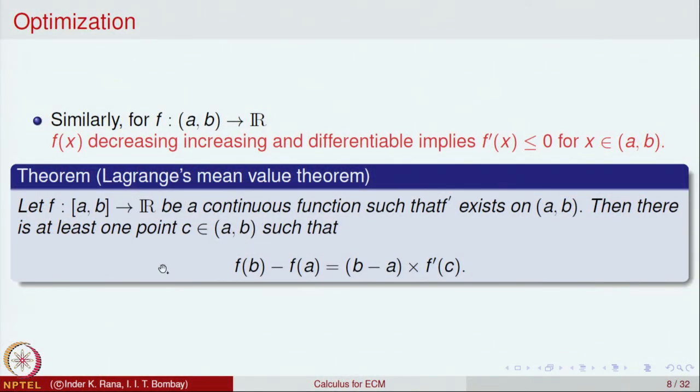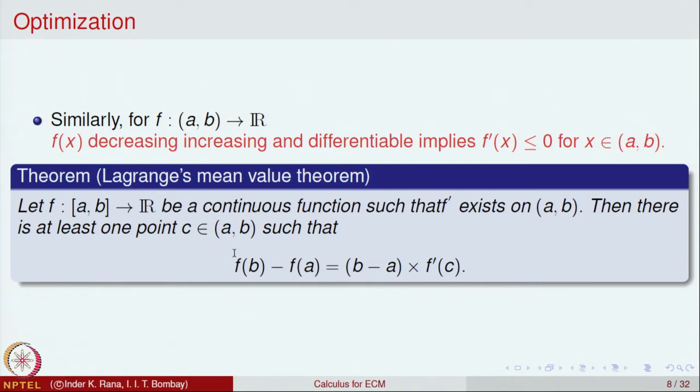So, let us state that theorem, what is called Lagrange's mean value theorem. It says that let f from a closed bounded interval [a, b] to R be a continuous function, such that f dash exists on (a, b). That means the function is differentiable on the open interval (a, b), at least that much should be there, and it is continuous on the closed bounded interval [a, b].